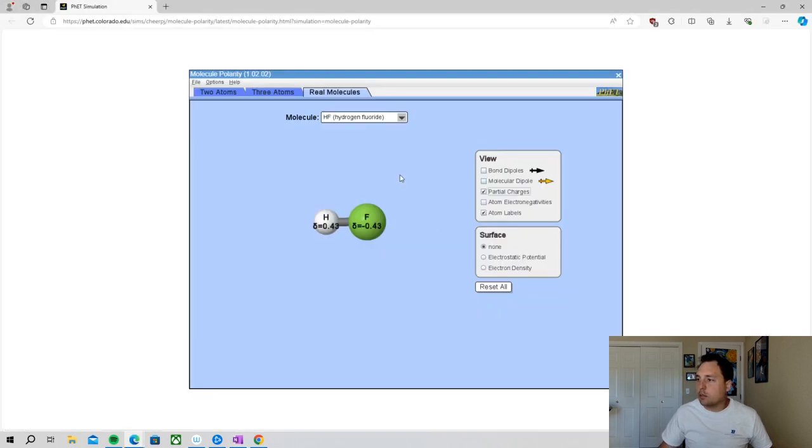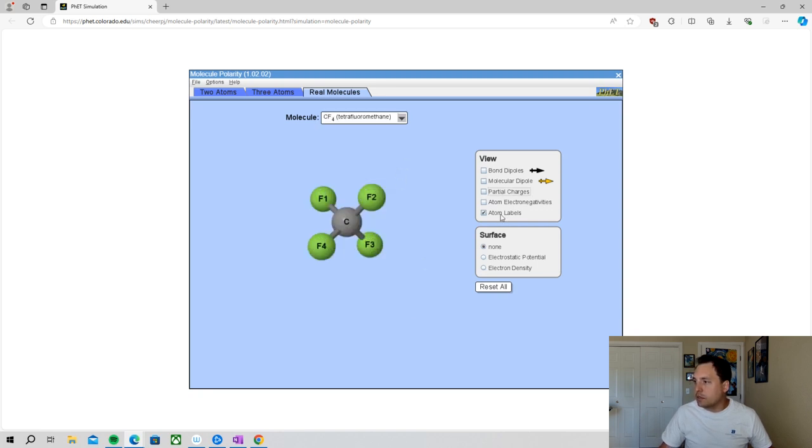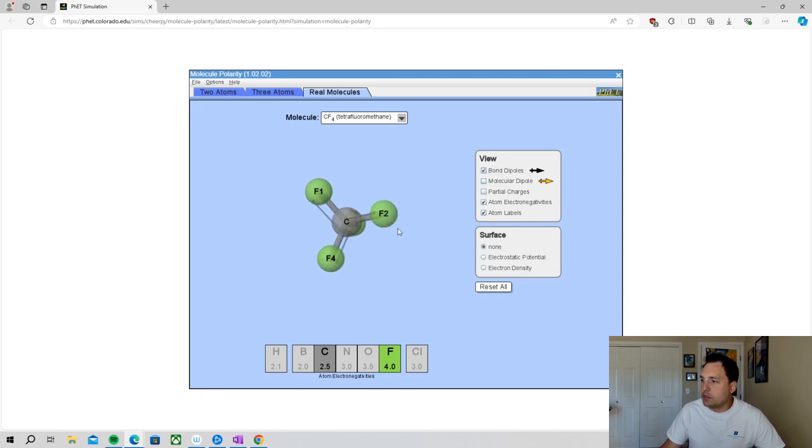All right, so let's look at a different molecule. It has more than 2 atoms, like carbon tetrafluoride or tetrafluoromethane. And carbon is much less electronegative. So what we're going to expect here is that the bond dipoles go towards each of the fluorines. We'll have 4 overall bond dipoles.